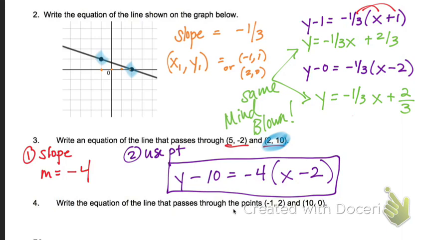Can you be mean? I think we need to do more. If I'm mean, then it would be -4x plus 8 plus 10, so plus 18, because it's plus 8, and then you add 10.